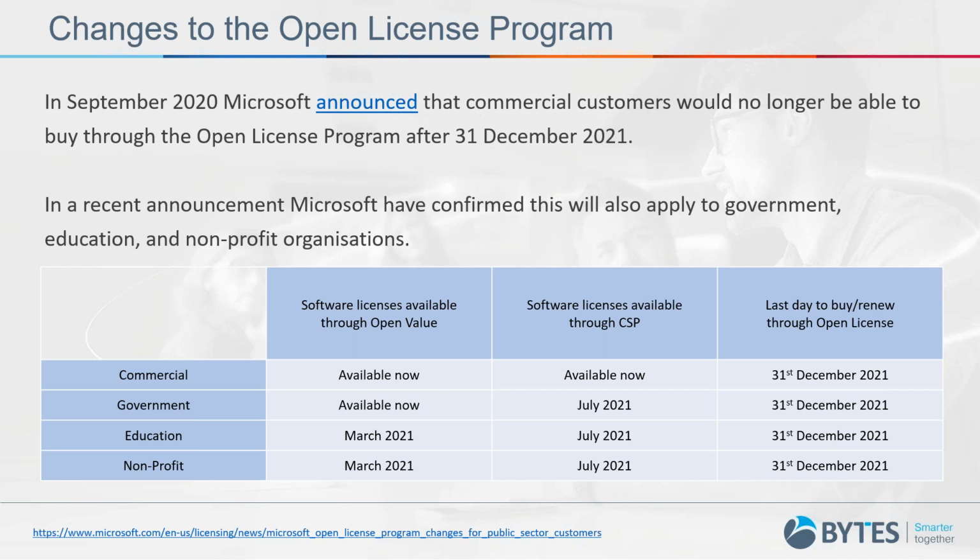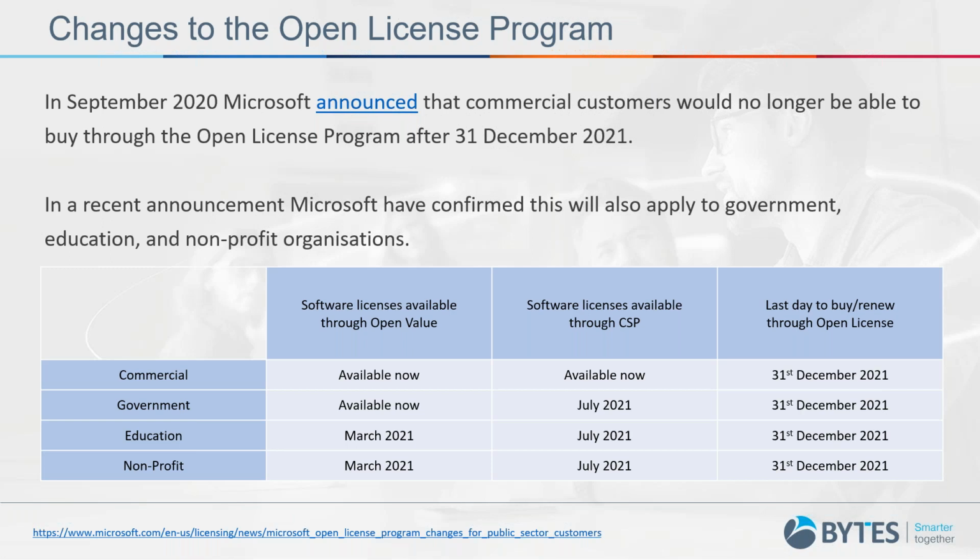If you've got software assurance through the existing Open License program, the software assurance term, including all of the benefits, will continue until the expiration of the agreement, even if that's beyond the end of December this year. If your customers want to buy new licenses with software assurance, then you can purchase through the Open Value program.